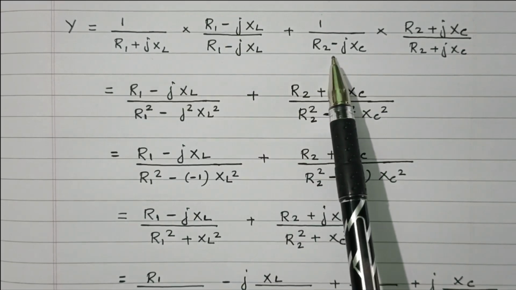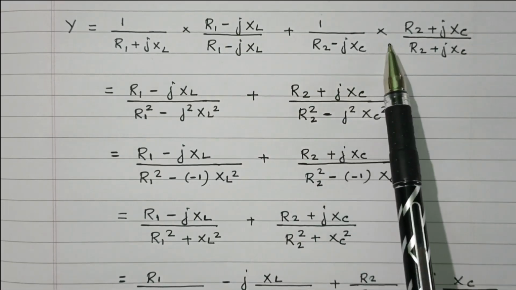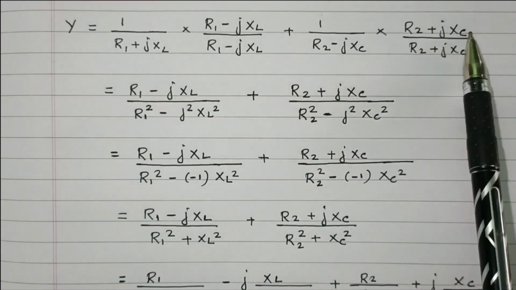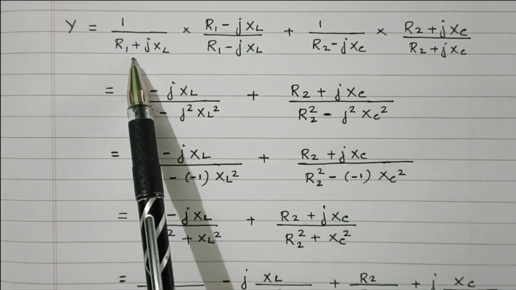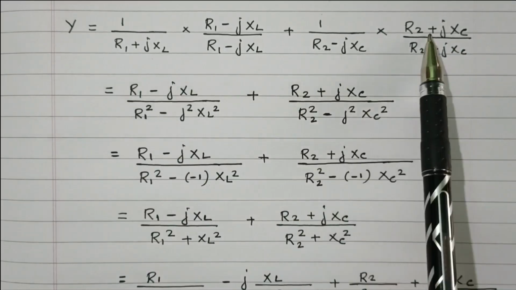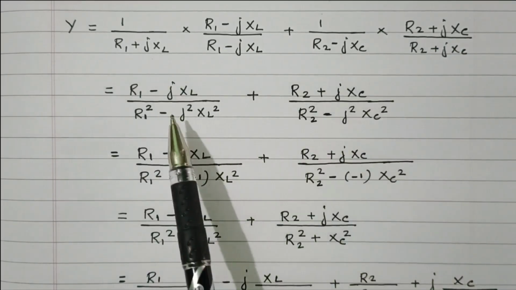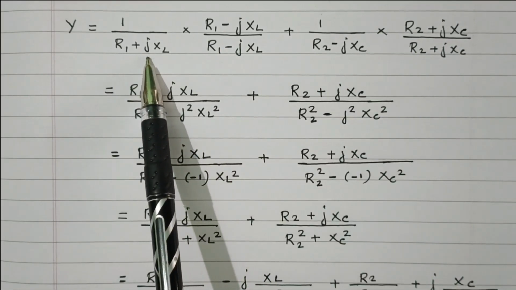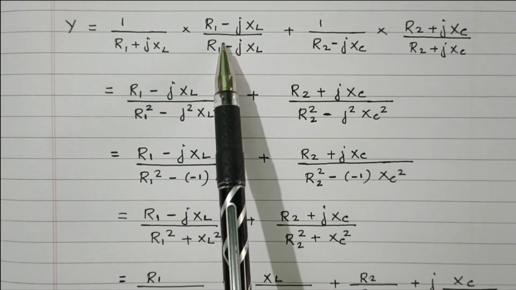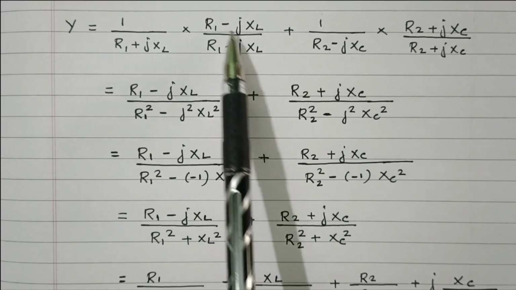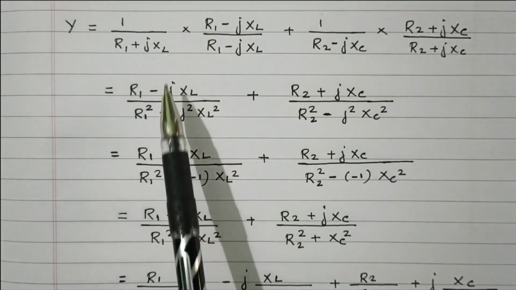Similarly, this 1 divided by R2 minus jXC is multiplied with R2 plus jXC divided by R2 plus jXC. Here plus is there, so minus. Here minus is there, so plus. Why are we doing it like this? This j term is available in the denominator. If you multiply by this, which is called the complex conjugate, the j term will appear in the numerator.